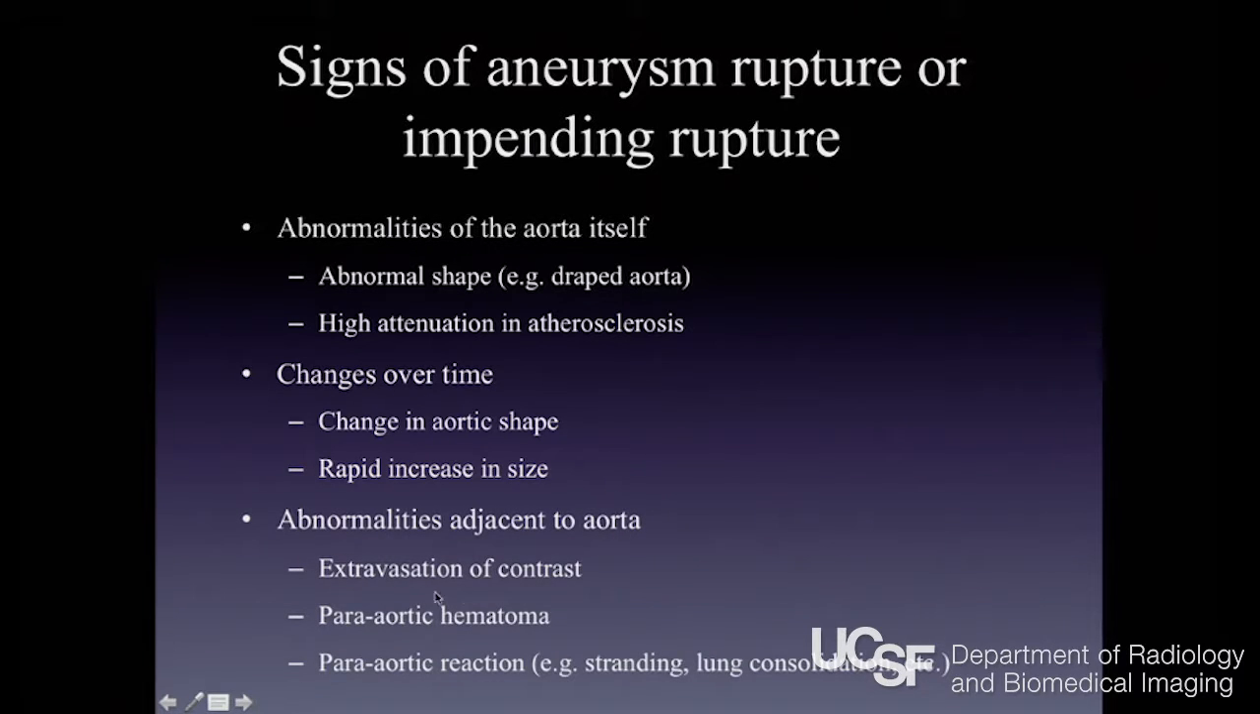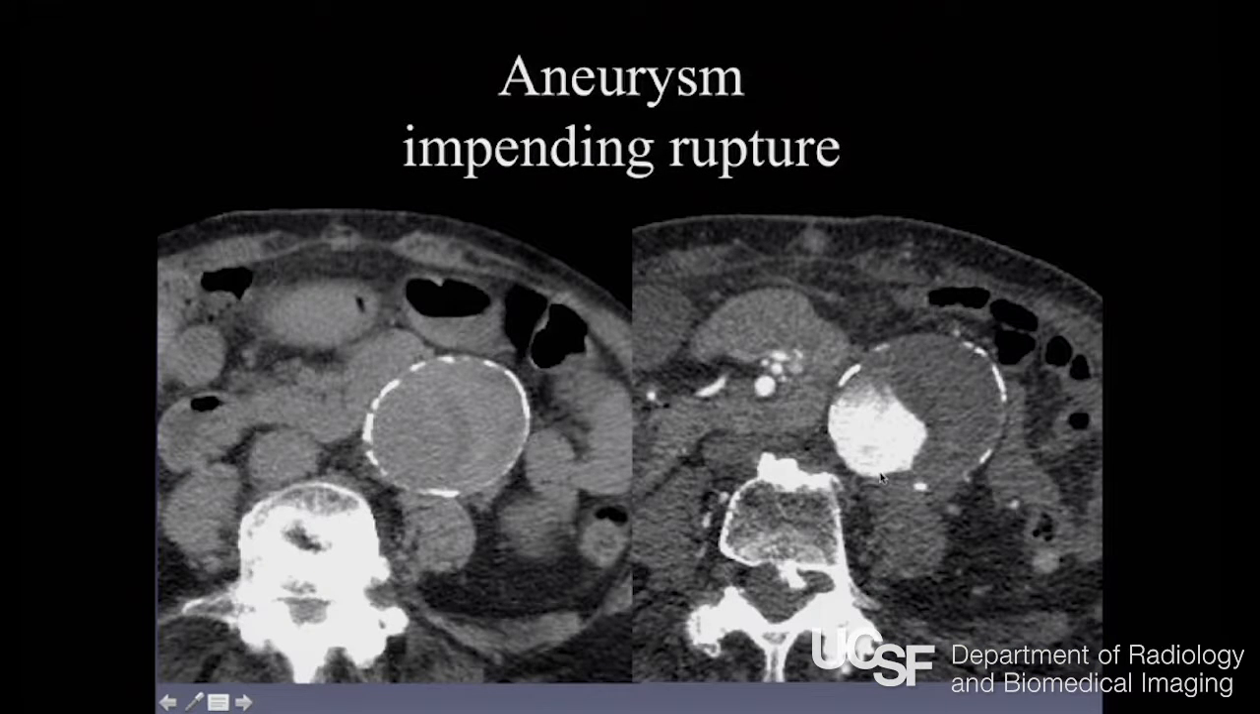And then anything outside or around the aorta, like hematoma, obviously extravasation of contrast. Sometimes you just see stranding or lung consolidation adjacent to an aortic aneurysm, which all are indications of potential or impending rupture. Here's one example of the high-density atherosclerosis.